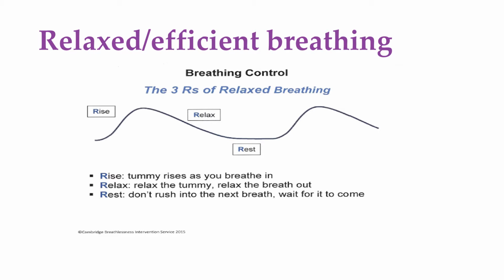This picture demonstrates the 3 R's of a calm, relaxed breathing pattern. When you are breathing in a calm way, you will notice a rise. Your tummy rises as you breathe in. Relax. Your tummy relaxes as you breathe the air out. And rest. There's a natural pause before the next breath comes along. You don't rush into it, but you wait for it to come.